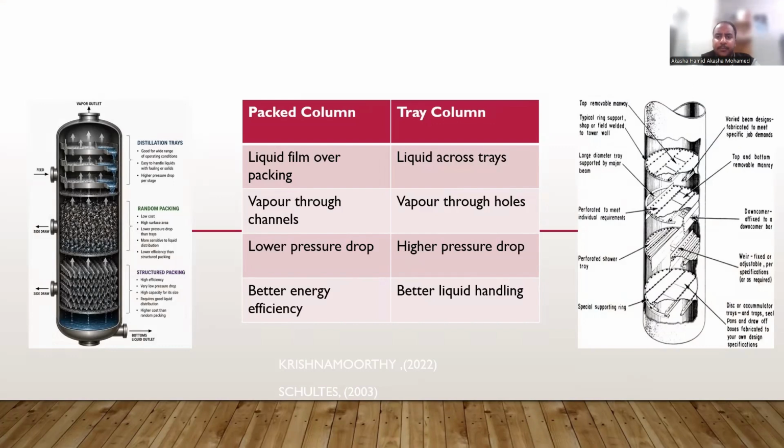Krishnamurthy and co-workers improved the efficiency of tray columns by installing VG plus valve trays, whereas Skulls showed that Raschig super rings could reduce pressure drop by more than 50% while maintaining good mass transfer performance.